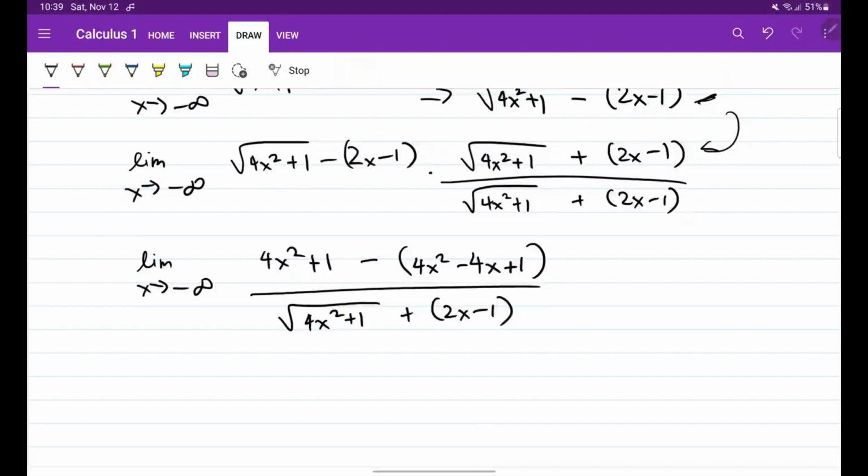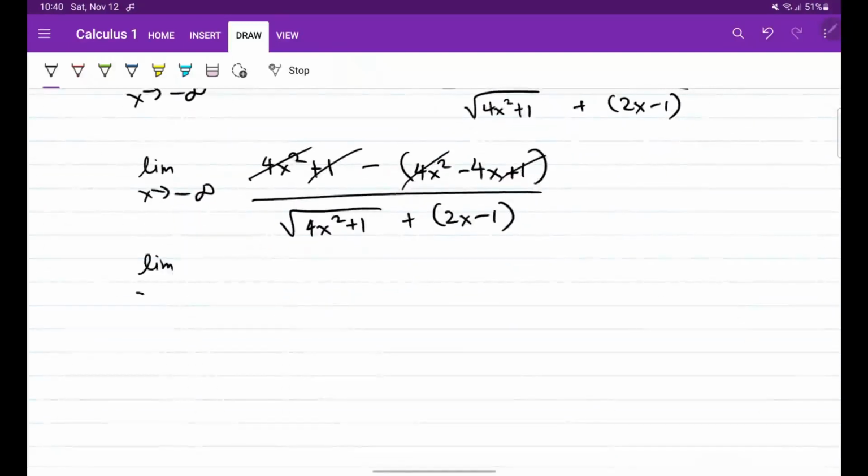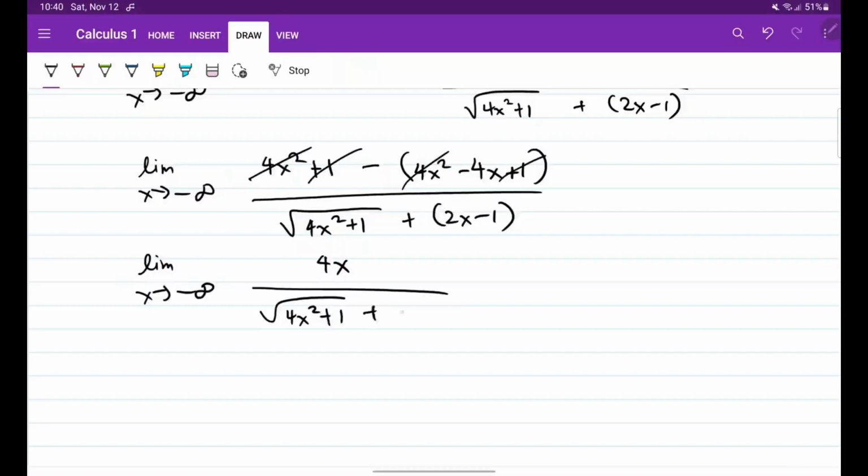Okay, so we can now cancel our terms. Cancel these, cancel these. What remains is the limit as x approaches negative infinity of 4x all over square root of 4x squared plus 1 plus 2x minus 1. We said in our previous video that the limit as x approaches positive infinity or negative infinity of c over x to the n is equal to 0.